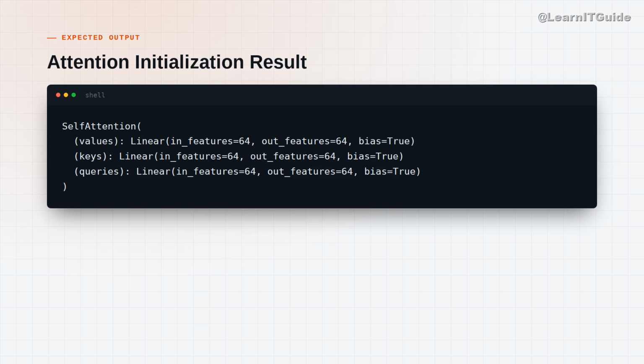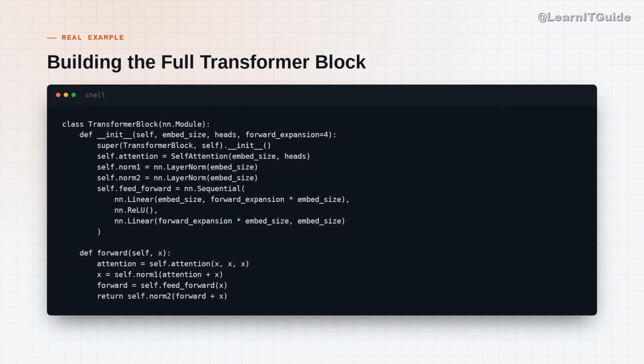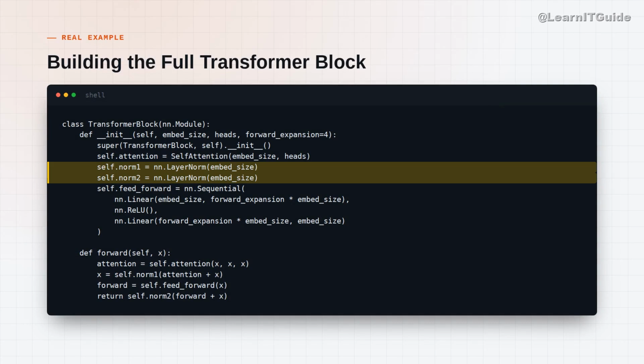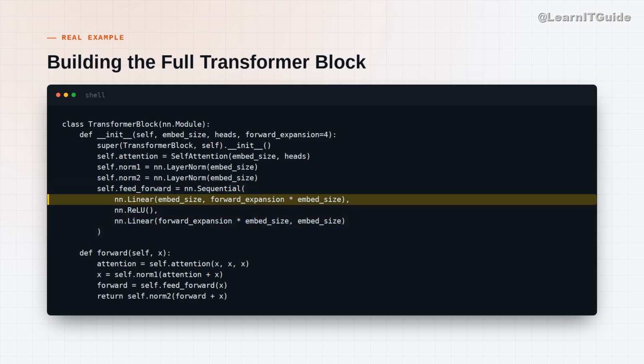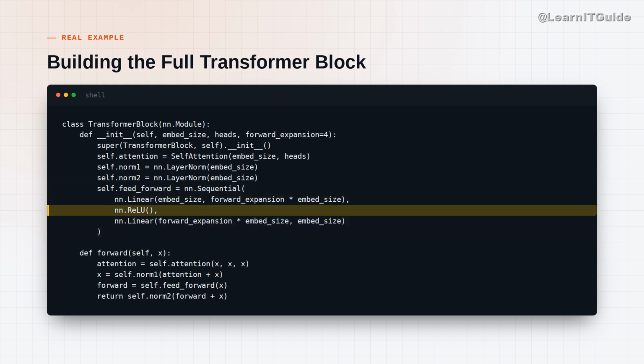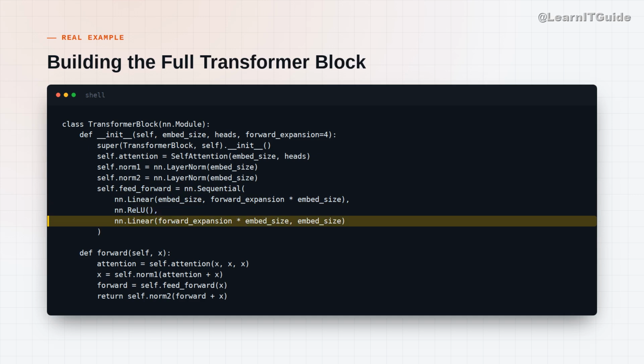Let us keep going. This is what a production-grade transformer block looks like. We use layer normalization to keep the gradient stable. Notice the feed-forward section. We expand the dimension by 4, apply an activation function, and project it back. This is where the model learns complex feature patterns.